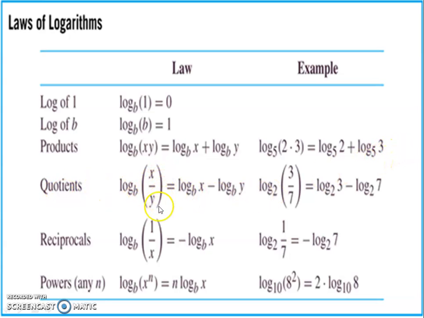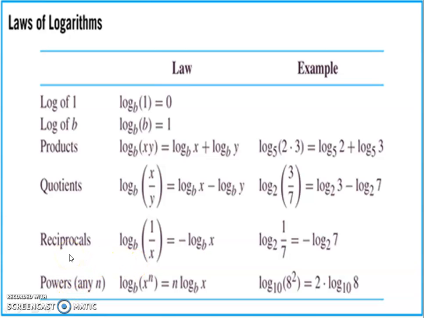Quotient law: x and y must be different numbers, that is unique numbers, and b is any base. Then log of x upon y to the base b is equal to log x to the base b minus log y to the base b. If I put x equal to 3, y equal to 7 and base b equal to 2, we derive log 3 to the base 2 minus log 7 to the base 2.